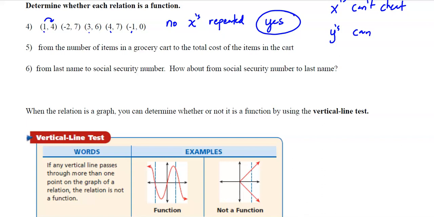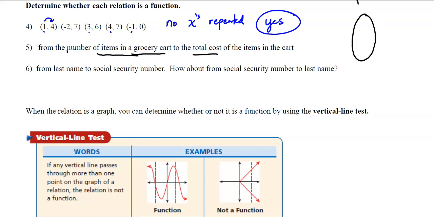So number 5, is it a function if you map from the number of items in a grocery cart to the total cost in the cart? So think about if I was in the grocery store and I was going to map the number of items in a cart. So notice how it said from to. So we're going from the items in the cart to the cost. So I have the number of items to the cost.